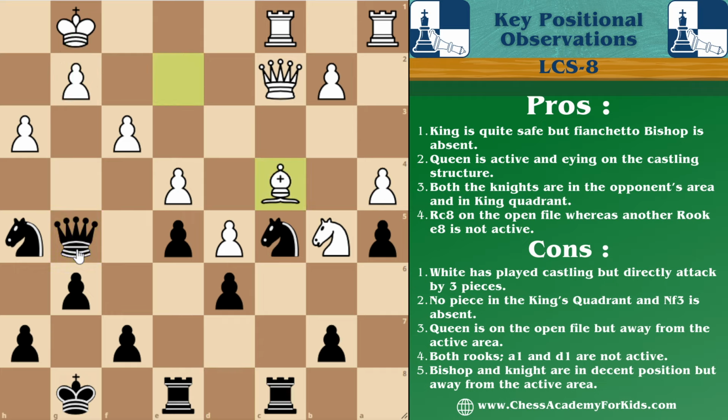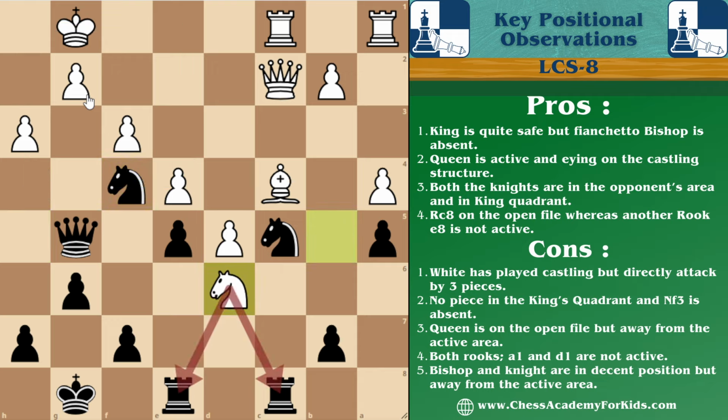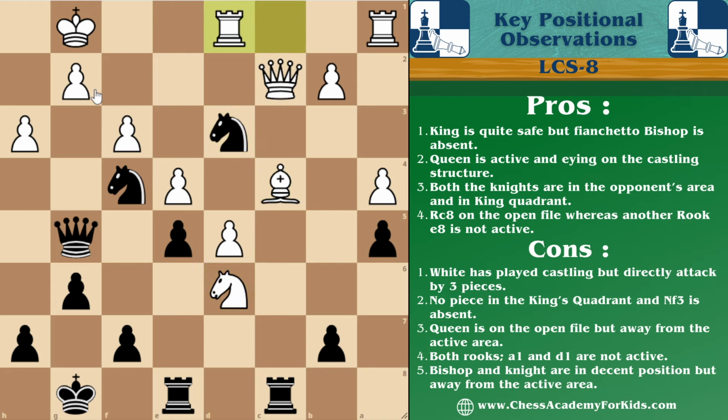Bishop c4, developing a bishop and also giving support on g2 via queen. Knight f4, activating our knight and improving in the opponent's area. Here we have placed our knight in the king's quadrant. King's quadrant means this blue square. Knight captures d6, creating a fork. Now rook comes to d1, creating two attackers on our knight. We have only one backup.